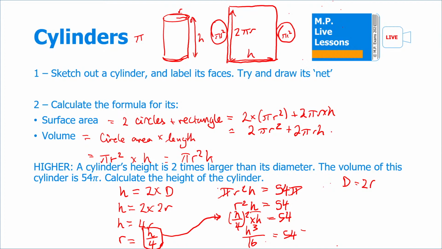So we get h cubed equals 864, since we multiply both sides by 16. H in the end, if we cube root both sides, is just 9.52. Just units. There's no units.